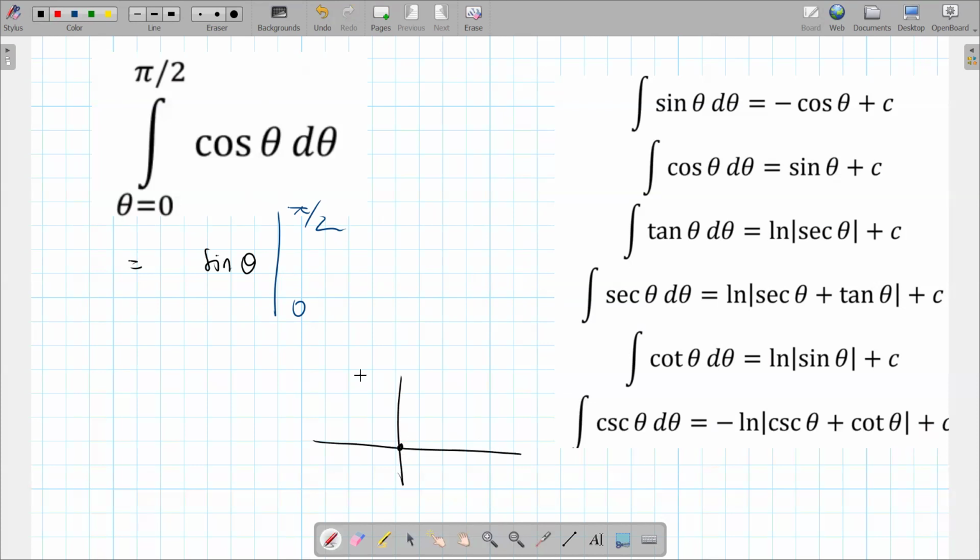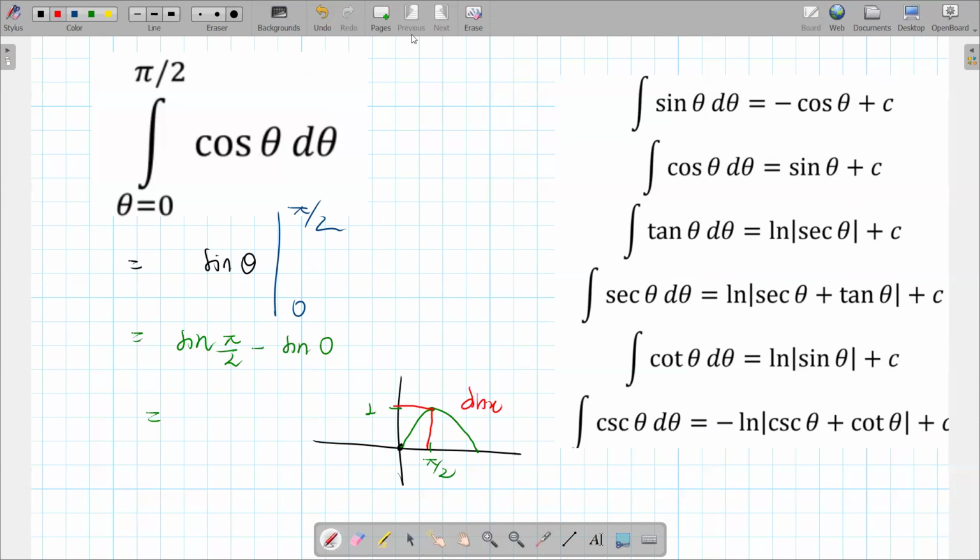Sine looks like this. It goes through the origin, 0, 0, and at 90, when the x value is 90, it reaches its maximum value of 1. So what's sine of 90, or sine of pi over 2? Pi over 2 is equivalent to 90 degrees. That would be 1.